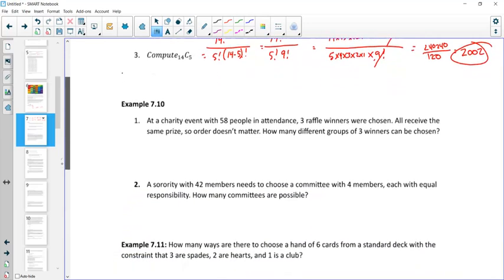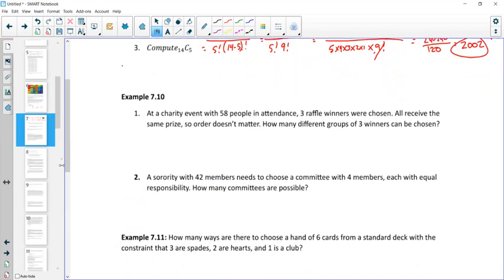So let's look at some applications of this. At a charity event with 58 people in attendance, 3 raffle winners were chosen. All received the same prize, so order doesn't matter. How many different groups of 3 winners can we choose? Well, we have 58 people, order doesn't matter. We're choosing 3.